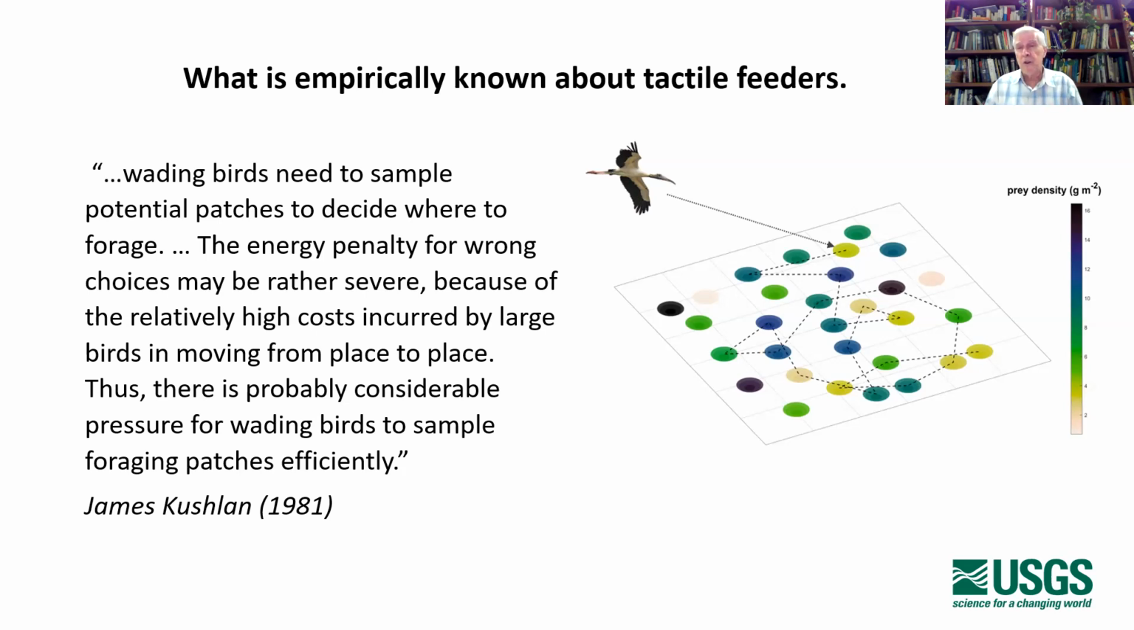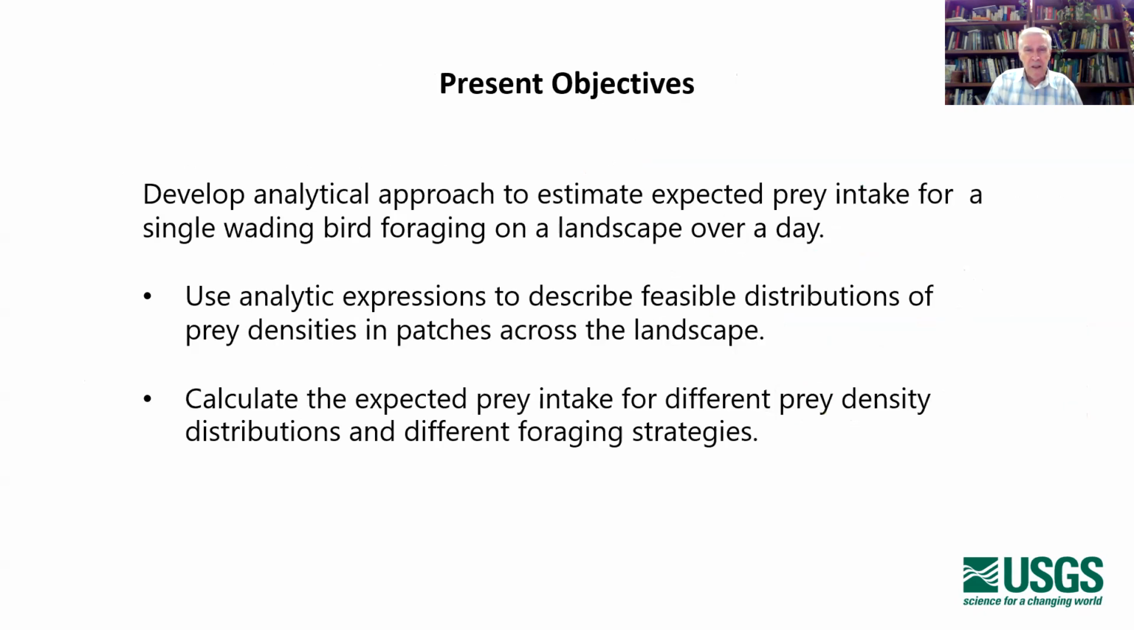So we see these birds as primarily sampling. They do a lot of sampling, moving from place to place, probably trying to locate those patches that are best, in which they should probably stay for a longer period of time. So this is just a little schematic of, in this case, a wood stork moving from patch to patch. That's just an idealized sort of thing.